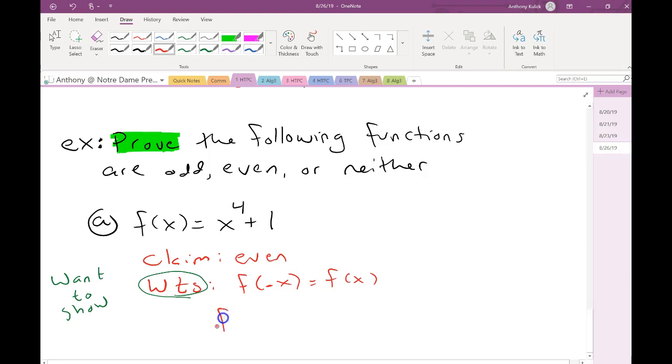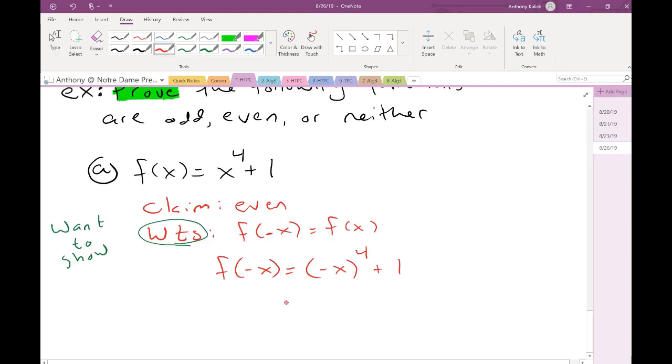So, f of negative x, I'm going to basically just make a substitution. Everywhere in f of x, I'm going to substitute in a negative x, just like as if I was evaluating a function. Everybody okay with that idea? Okay. If I do negative x to the fourth, that's the same thing as x to the fourth. Everybody agree with that?